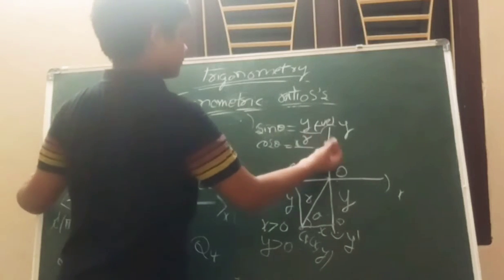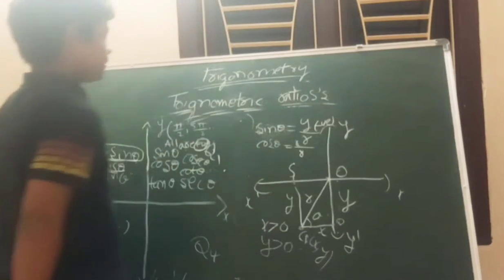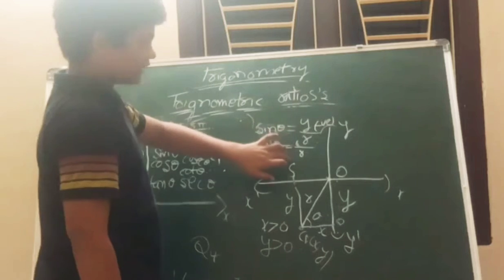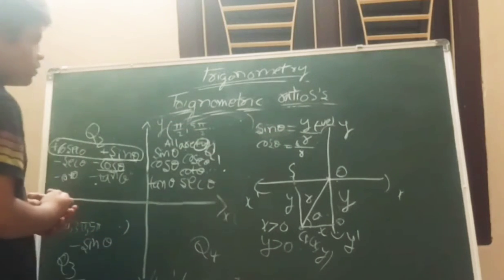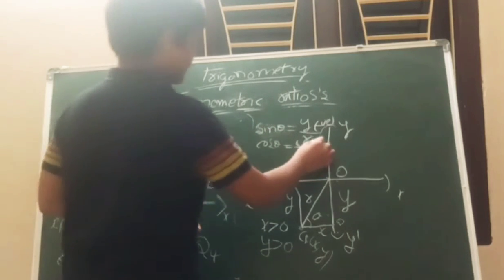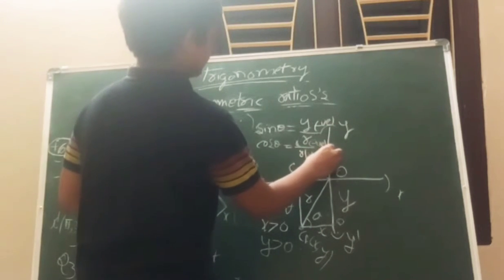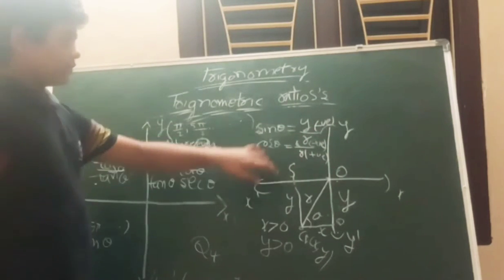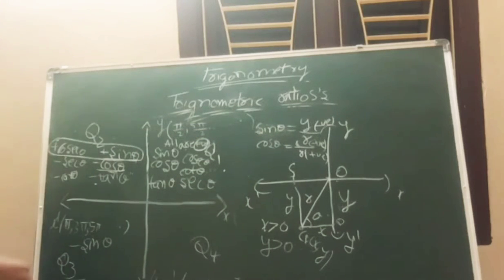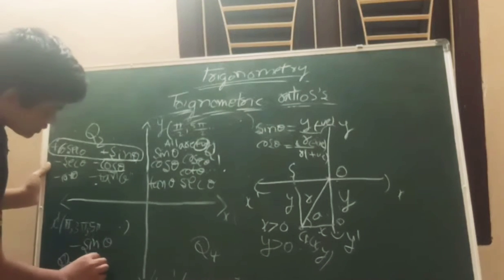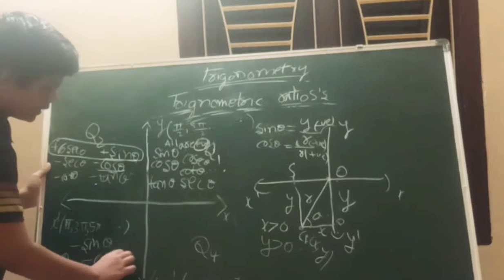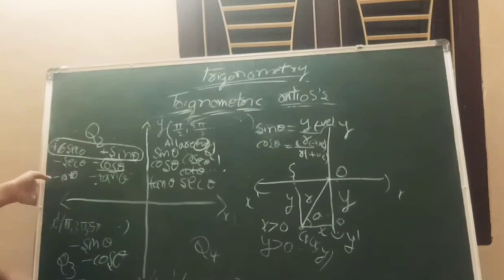that is adjacent side to theta by hypotenuse. So here adjacent side x is negative, and r is always positive, and again negative by positive is negative. So cos theta is also negative.